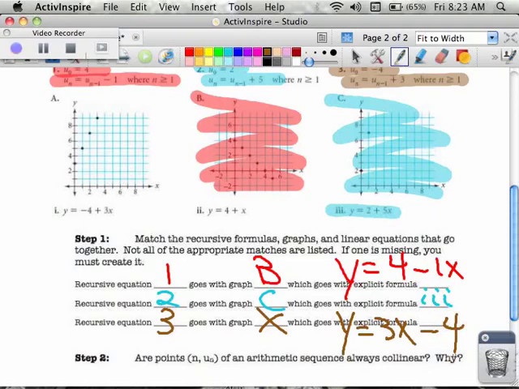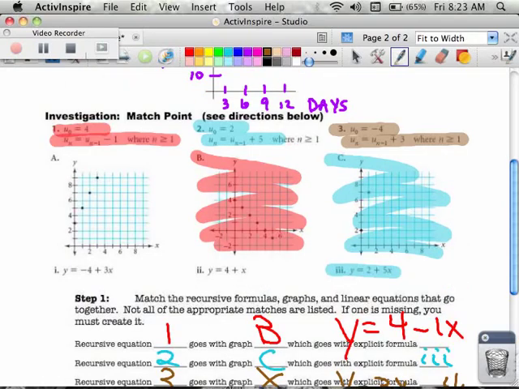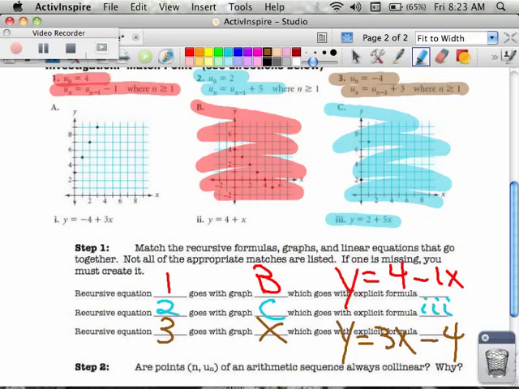It was just noticed that if we're looking at recursive equation number 3, that matches letter I. So this is the same as the explicit formula that we wrote down that was in the reverse order. Good catch.